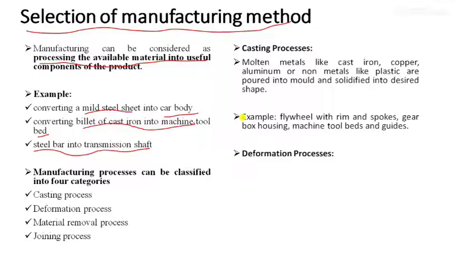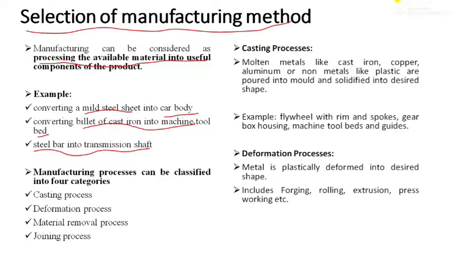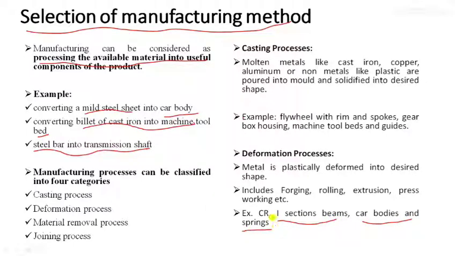What is a deformation process? Now you know that metal is plastically deformed into a desired shape, right? Basically, the deformation process includes forging, rolling, extrusion, press working, etc. Let us take some examples: connecting rod, I-section beams, car bodies, springs, etc. These are some examples which come under the deformation process.